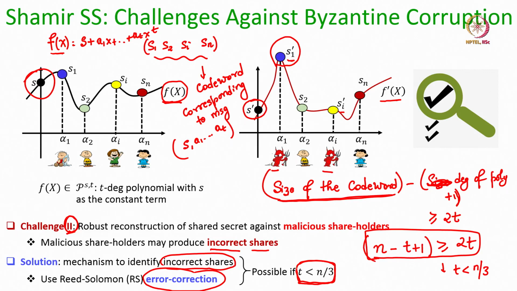Later on we will see that this condition is indeed a necessary condition if we want to design a perfectly secure MPC protocol in the Byzantine corruption model. So, it is not just necessary to deal with challenge 2, it is a necessary condition imposed by any general function if we want to compute it securely in a perfectly secure fashion.